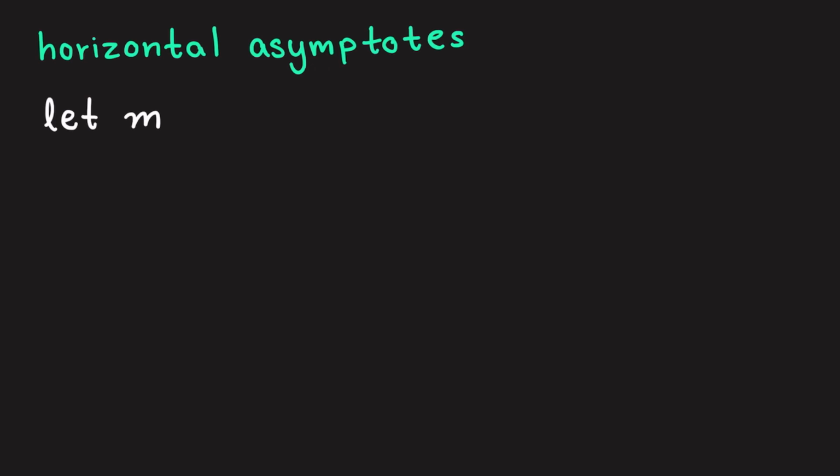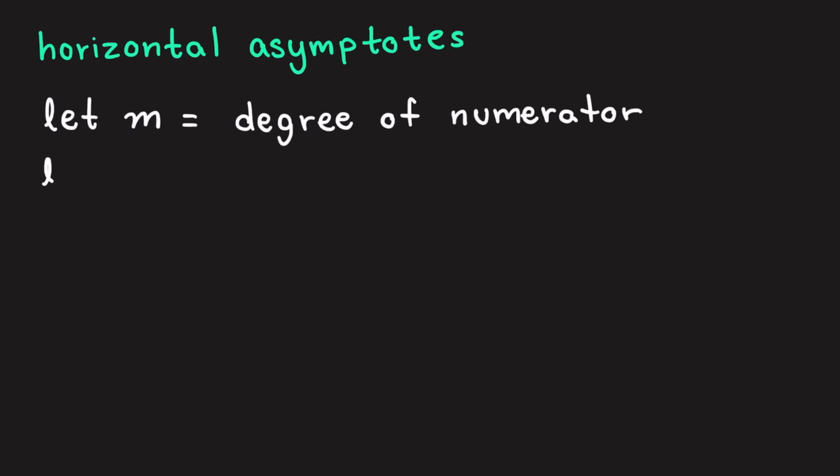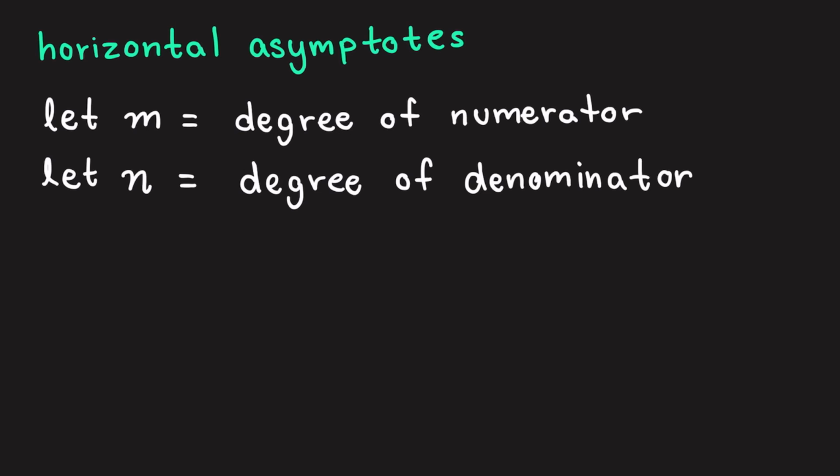So the final technique involves horizontal asymptotes. So we'll have to recall some of the information that we learned from algebra and pre-calc. Let m equal the degree of the numerator. As a refresher, the degree is the value of the largest power. And let's let n equal the degree of the denominator.